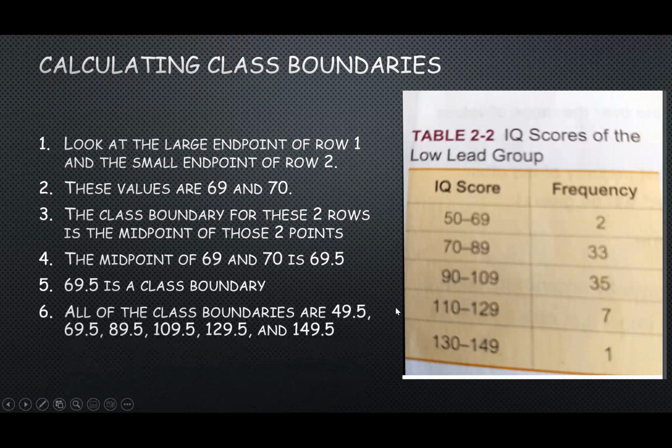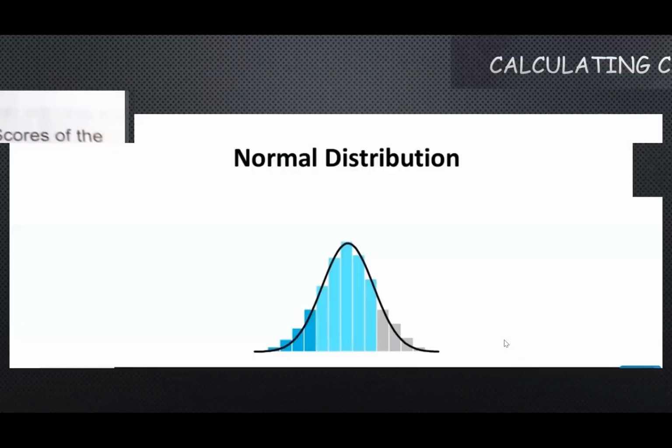So all the class boundaries for this particular frequency distribution table are 49.5, 69.5, technically, we could say it again, 69.5, 89.5, 109.5, 129.5, and 149.5. The lower limit is 50 and the upper limit is 149.